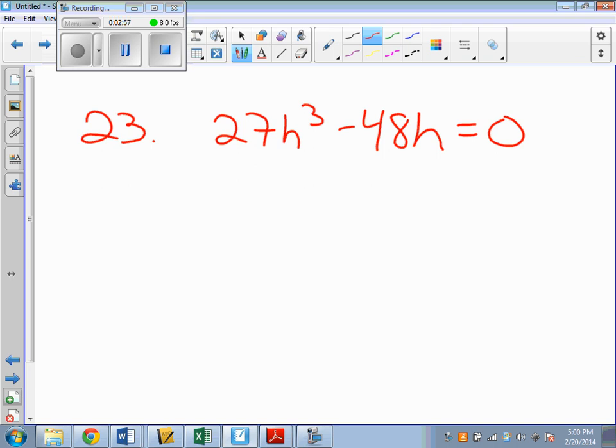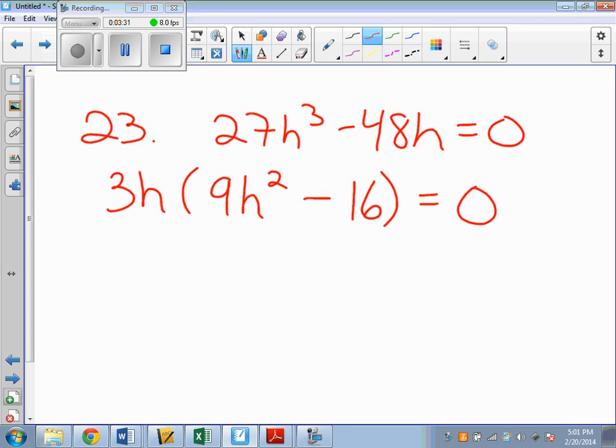So if I'm looking at these, I don't see two squares yet, but I do want to look at my greatest common factor. And I see that they both have factors of 3h. So our greatest common factor is 3h. And when we factor that out, 27h cubed with 3h factored out leaves us with just 9h squared, minus 48h divided by 3h is 16, equals 0. Okay, so now I do have a difference of squares, and I want to factor that.